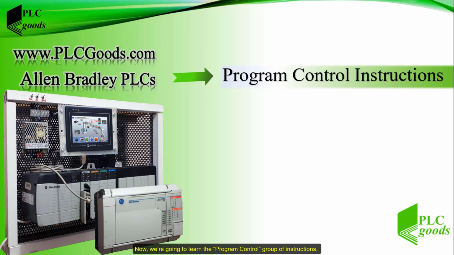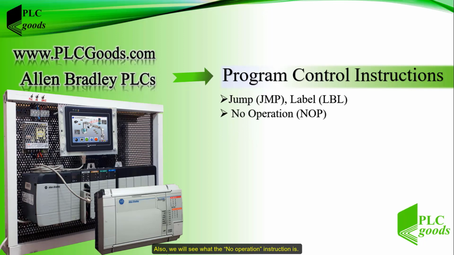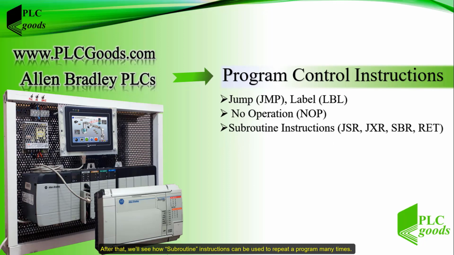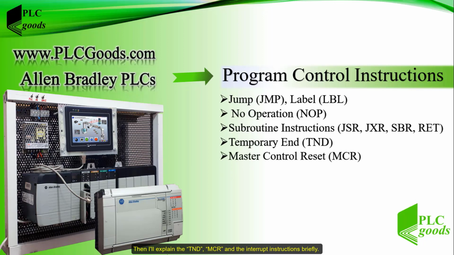Now we are going to learn the program control group of instructions. We will start with the jump and label instructions. Also, we will see what the no operation instruction is. After that, we will see how subroutine instructions can be used to repeat a program many times. Then I will explain the TND and MCR and the interrupt instructions briefly.